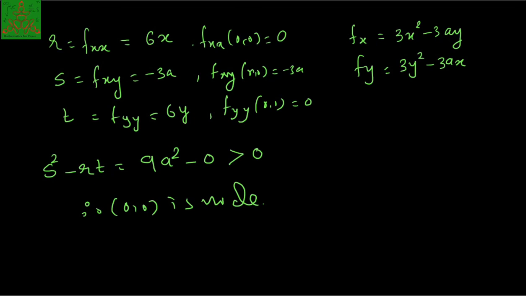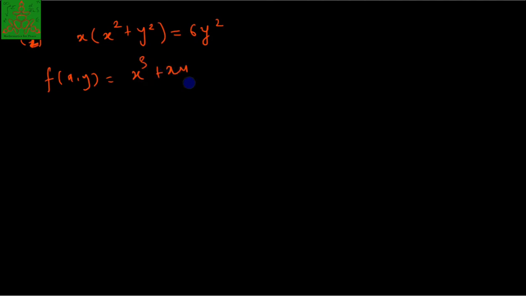Let us solve another example, the second one. The question is the same: find the double point for the function x(x squared plus y squared) equal to 6y squared. So what is f(x, y) here? Let us write that down: x cubed plus x y squared minus 6y squared.